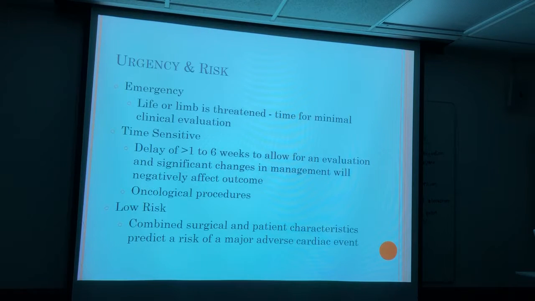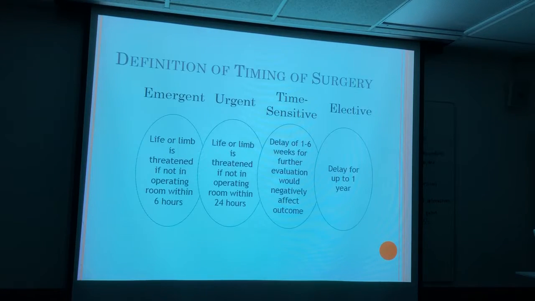So whenever we discuss evaluating patients, we always talk about urgency and risk, and we'll get into this a little bit more. So when we talk about urgency, we talk about emergent versus elective. Elective cases can be delayed for up to 1 year versus emergent cases have to go within a few hours. Time sensitive is a little bit more where there's gray area.